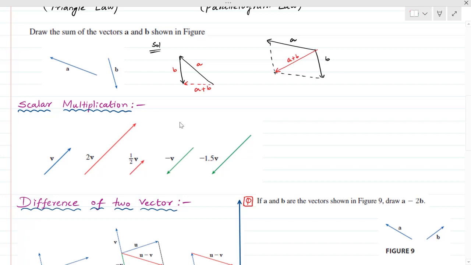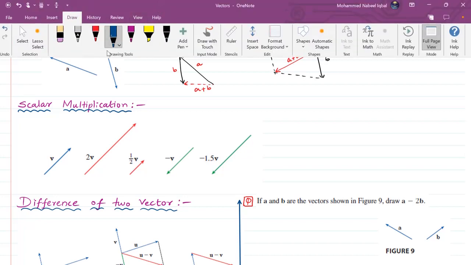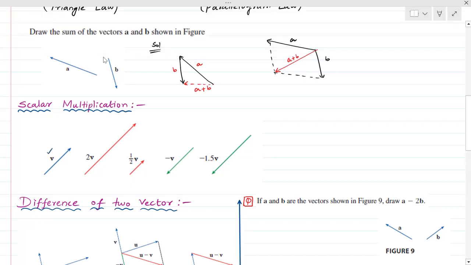Now there are different types of scalar multiplication here. This is a vector v. If you multiply it by two, the length of the vector will increase. This is one time, this is two times. Here it is half, so we divide the vector by half, therefore the length will be smaller.